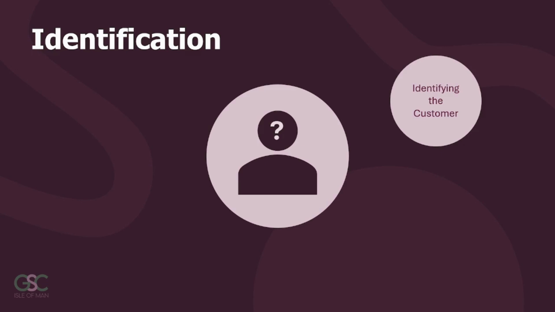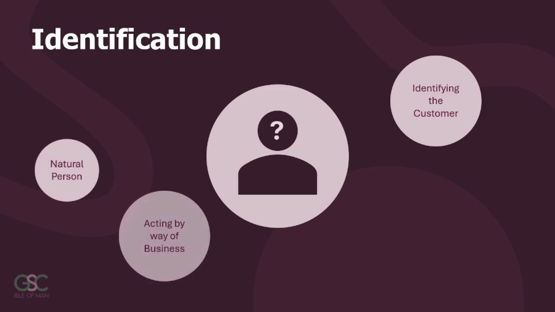It's important to understand if your customer is a natural person, someone acting by way of business, a PEP, or a higher risk customer. Upon determining that, you must then apply the relevant identity checks and, where necessary, verification or CDD measures to that customer relationship. Ahead of the on-site inspection, the GSC will review your policies and procedures on identification and verification to see if they meet the code requirements.